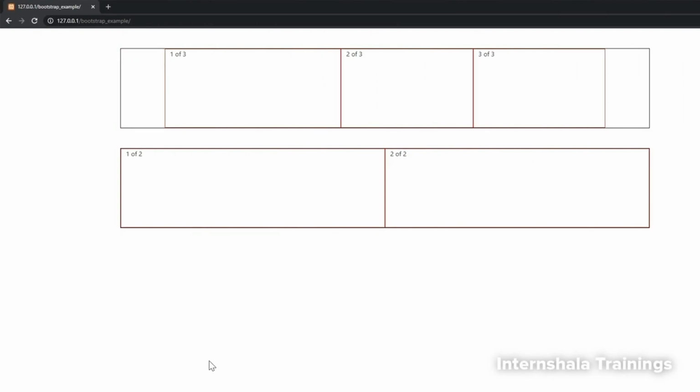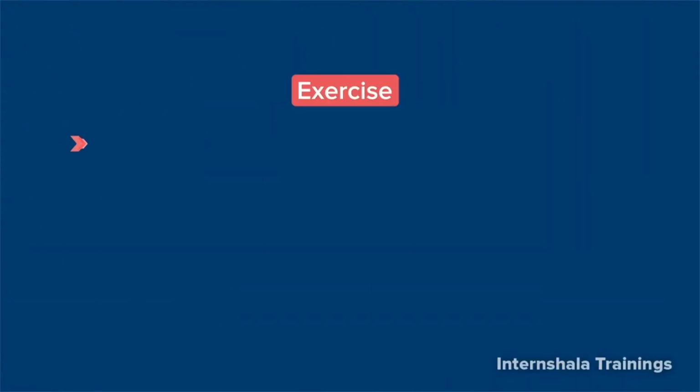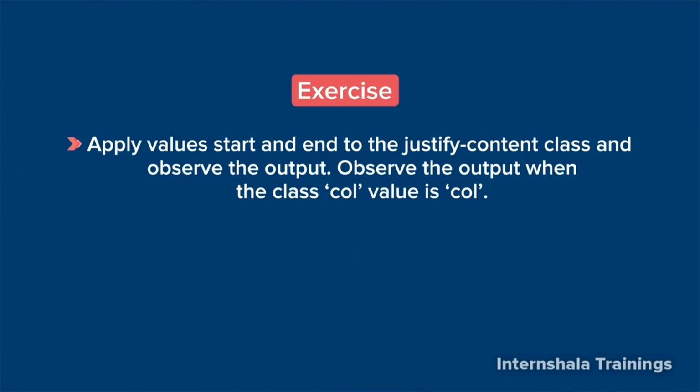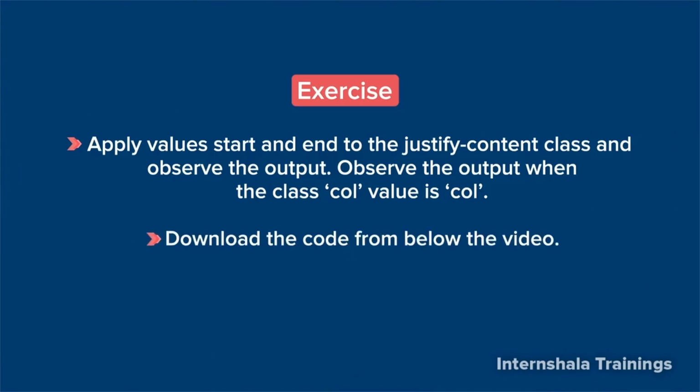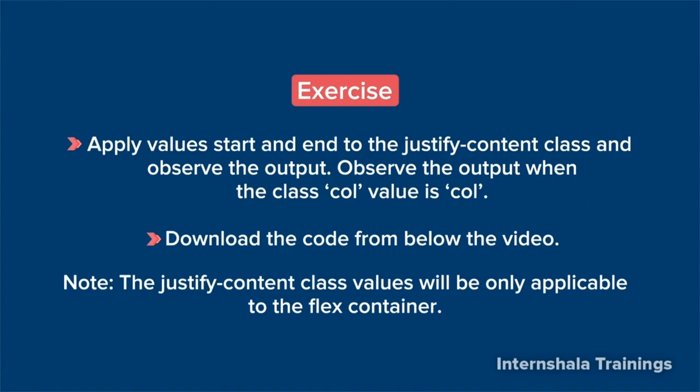You can see that we have equal space left of 1 unit each at the start and end of the column. Now we have 2 more values remaining for this class, that is start and end. Why don't you try these on your own? Also, observe the output when we have the class col value as col.